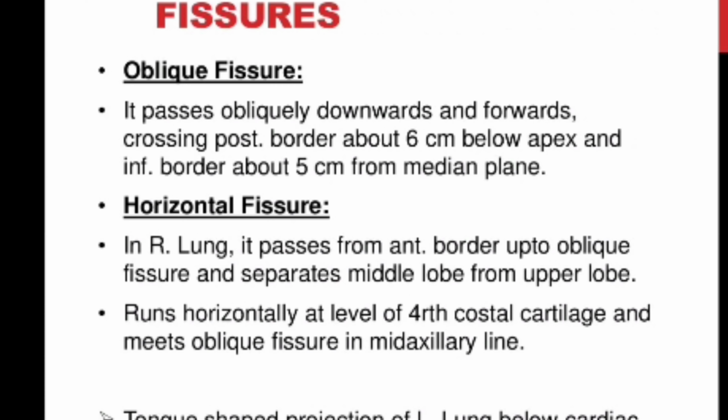What about the horizontal fissure? In the right lung, it passes from the anterior border up to the oblique fissure and separates the middle lobe from the upper lobe. It runs horizontally at the level of the 4th costal cartilage and meets the oblique fissure in the midaxillary line.